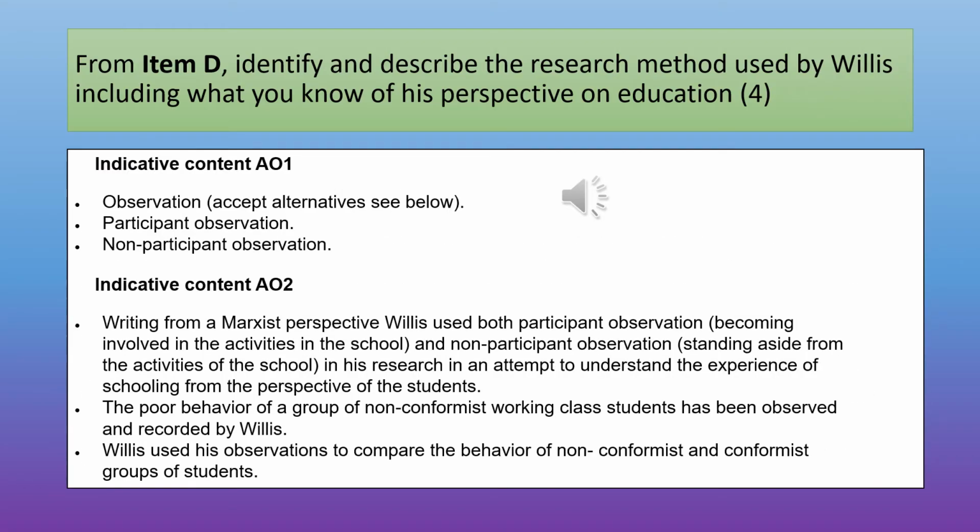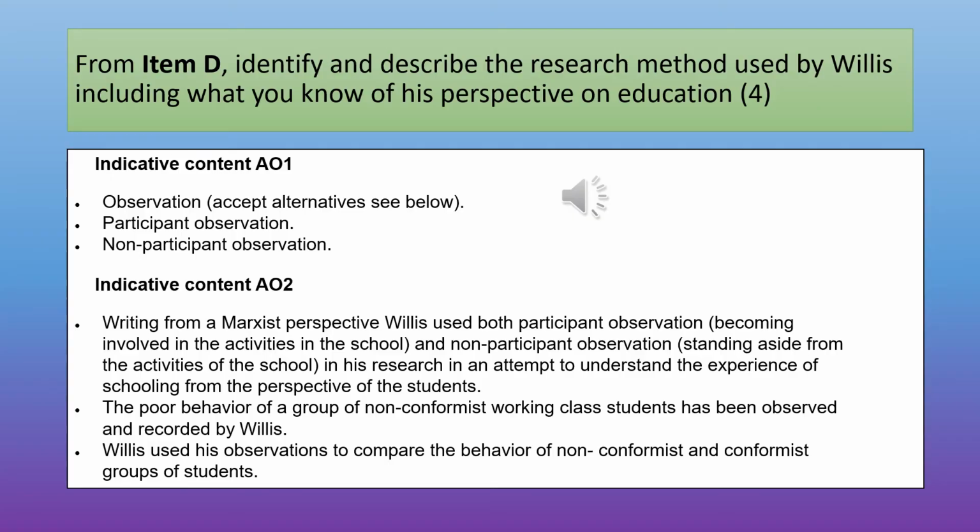For this question, the main thing to get you the easy marks is stating that Willis used observation. Again, you can talk about participant observation and non-participant observation. These are accepted alternatives. But the fact that he's observing students is really key here, because obviously he's an adult and he's an outsider, and the type of data this gathers is important.